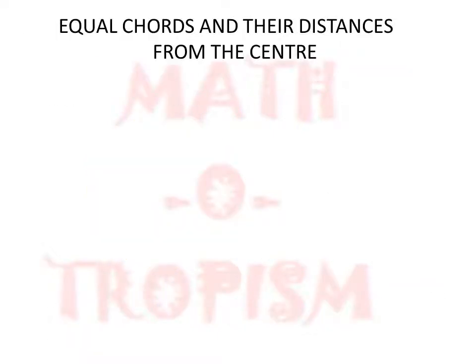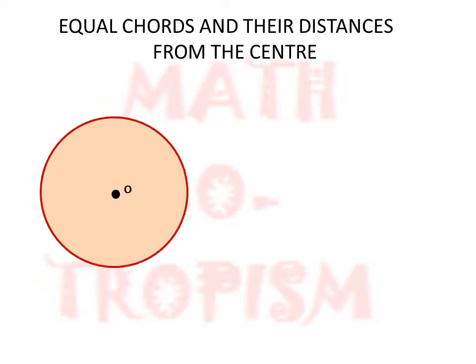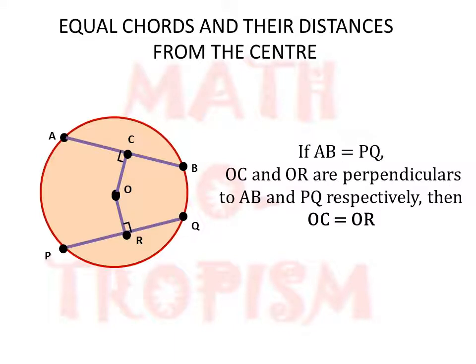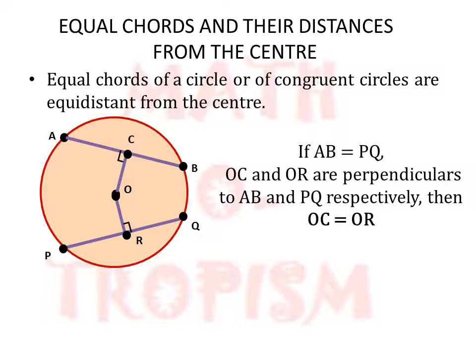Next, assume that there are two chords PQ and AB, and just as in the previous case, we are going to draw OC perpendicular to AB and OR perpendicular to PQ. Then what they are saying is, if AB is equal to PQ, then OC will also be equal to OR. What do you mean by a perpendicular? It means the distance from that point. So these two lines, if they are equal, then the chords are equidistant from the center.